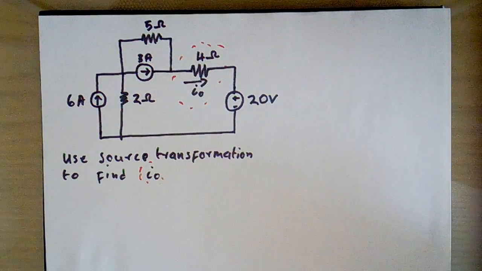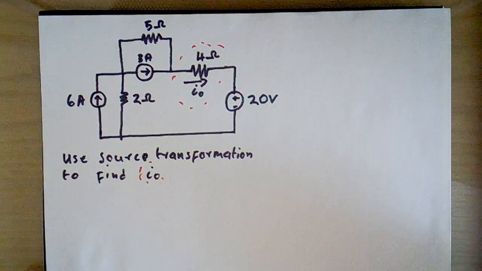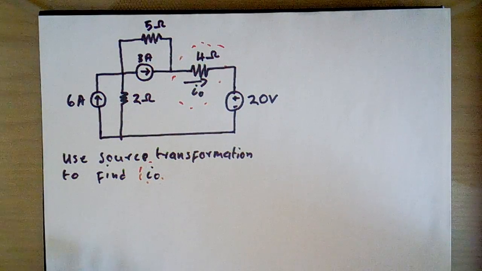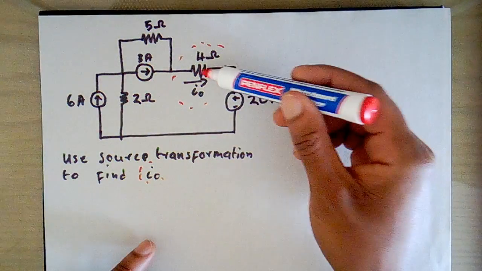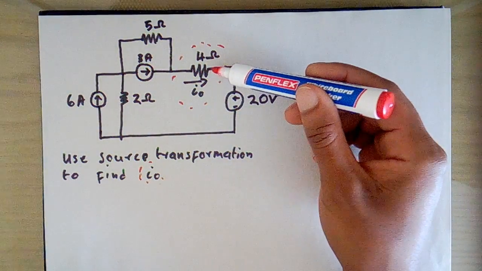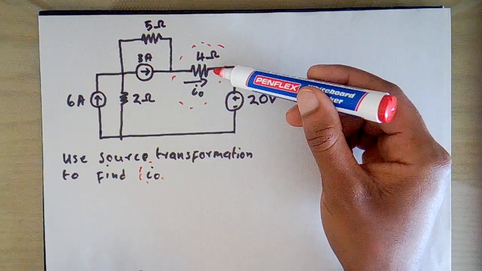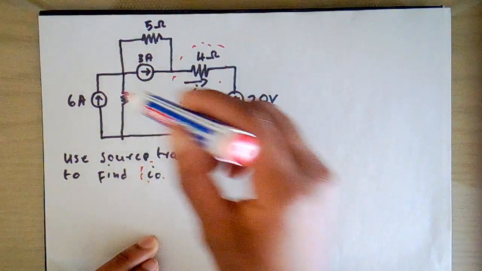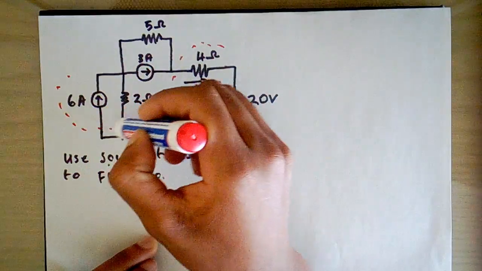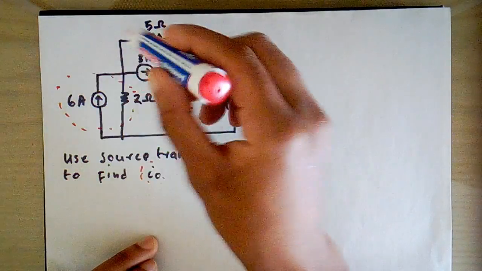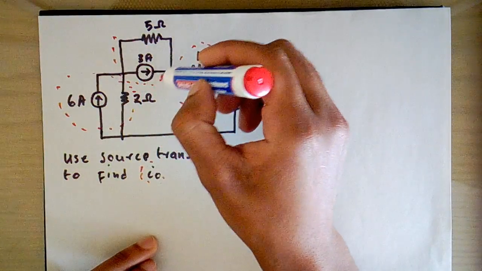So looking at our problem, we can see that we can transform only two parts. Since we are looking for this current over here, that means we don't have to touch this resistor here. The only changes we're going to have to make are here. We can transform this part and also this part.